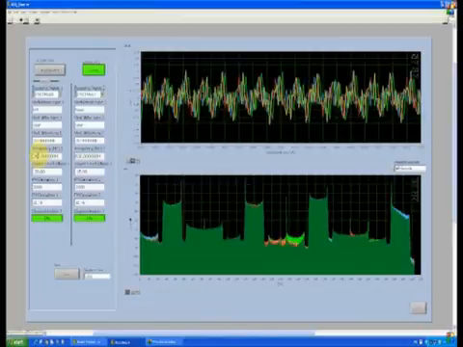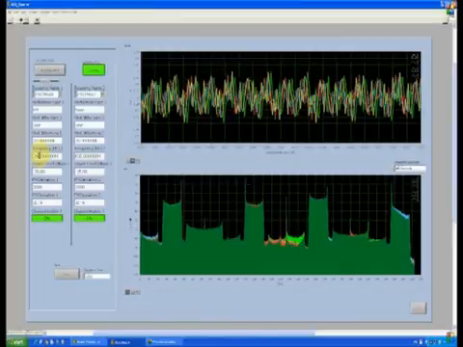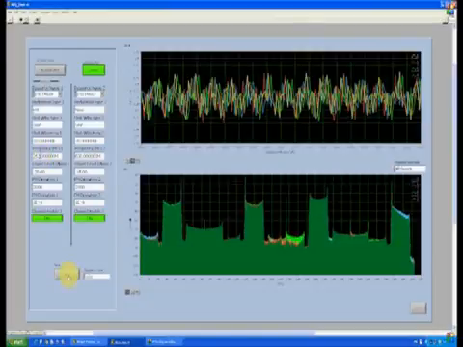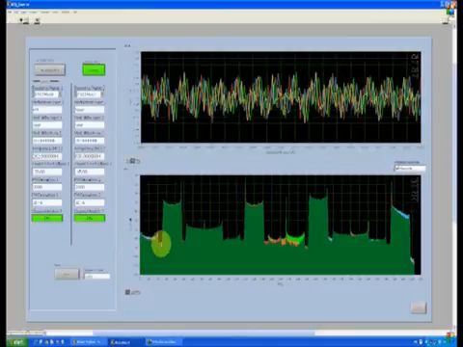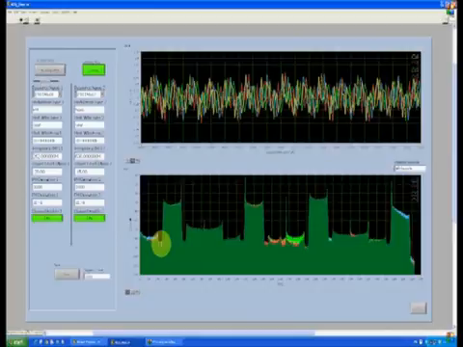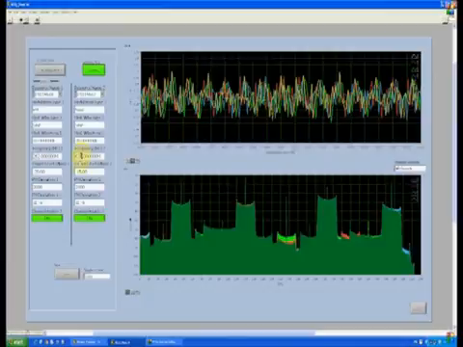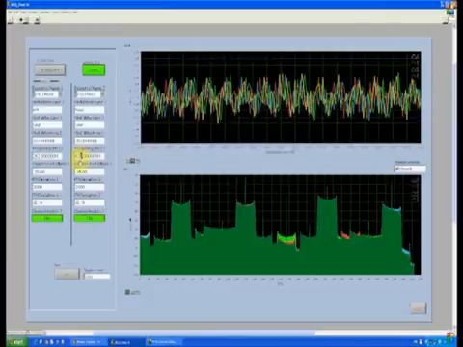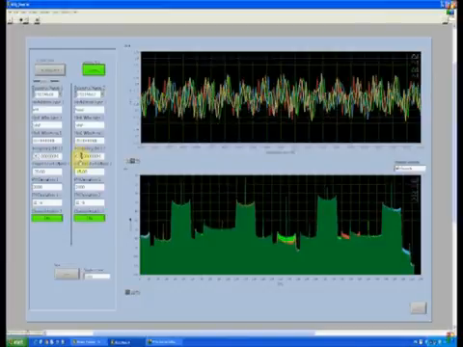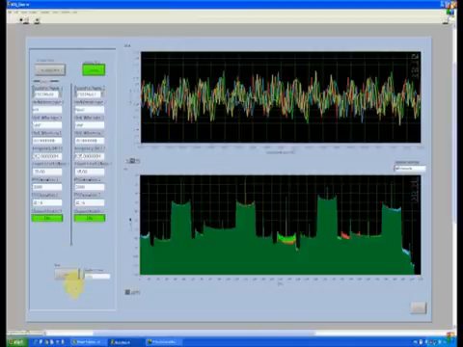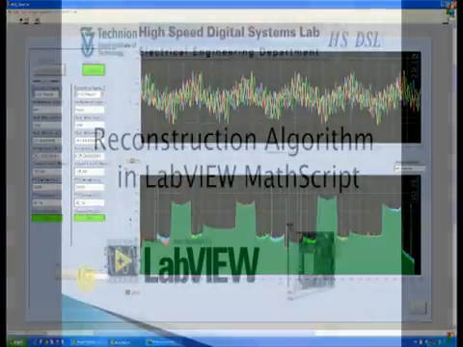If I change the frequency slightly, only by 1 megahertz, I will see that the spectra moves at the next acquisition cycle. So it moved, and in the same way if I change the frequency of the sine wave, it will move. Additionally, I can save the data.